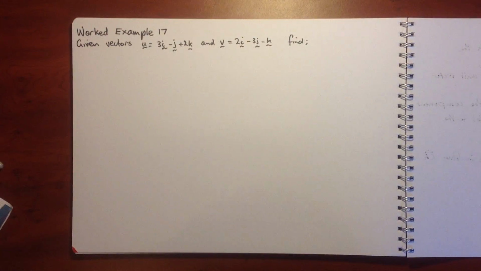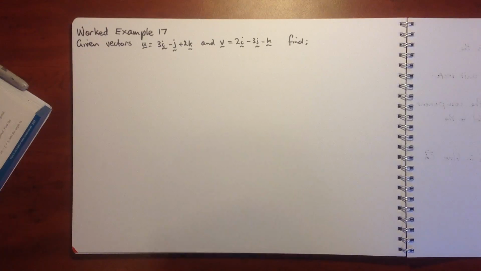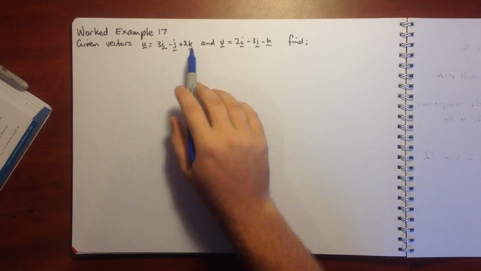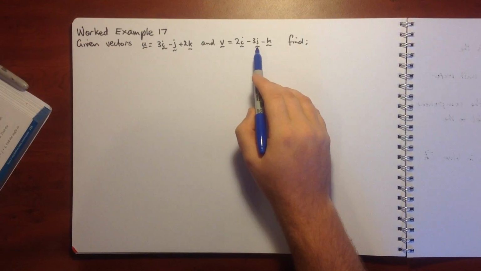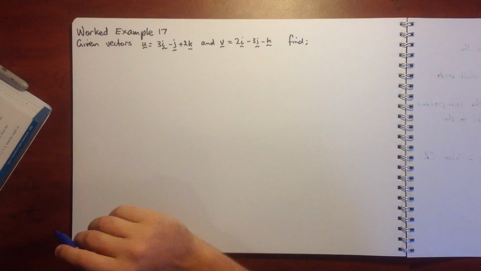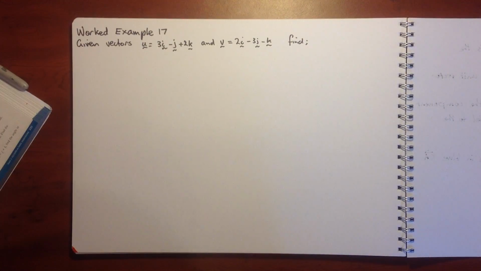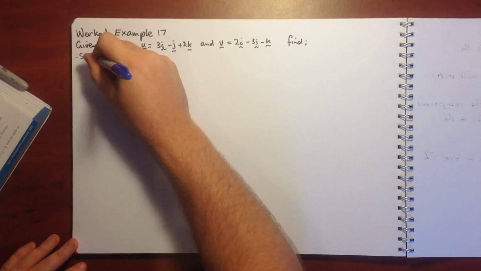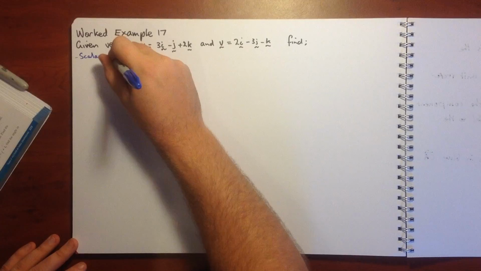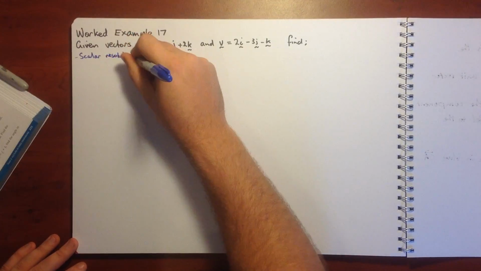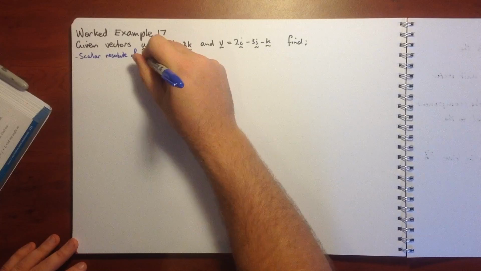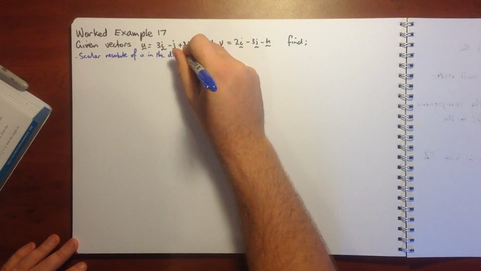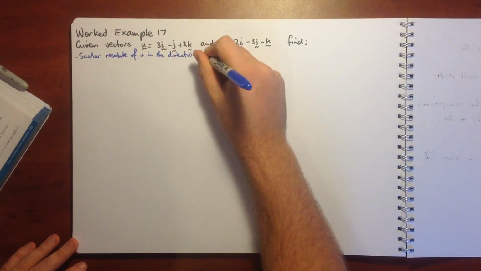So, up to our last worked example. We've got given vectors u equals 3i take j plus 2k and v equals 2i take 3j take k. Find, and the first one is the scalar resolute of u in the direction of v.